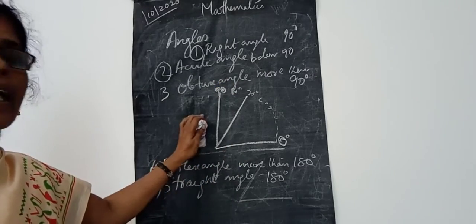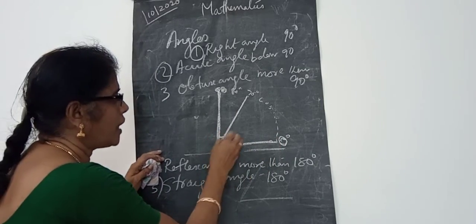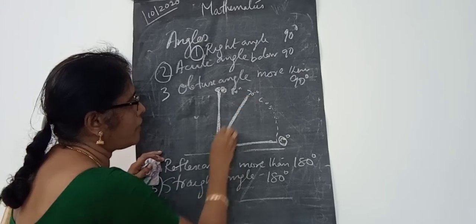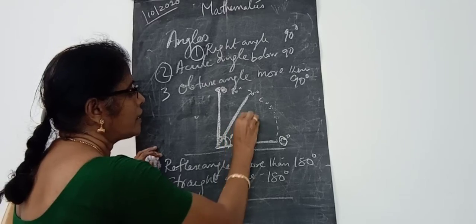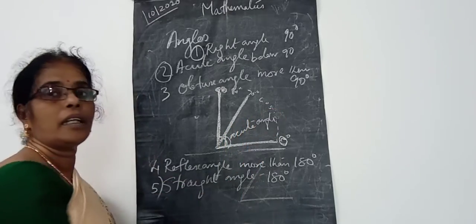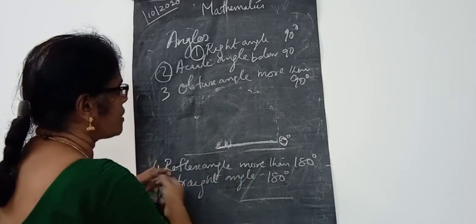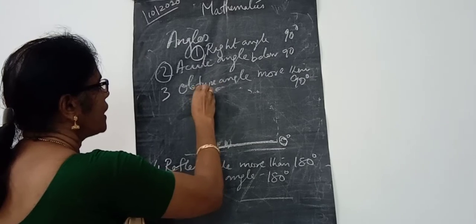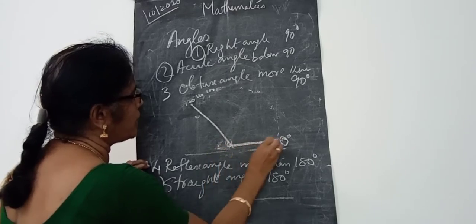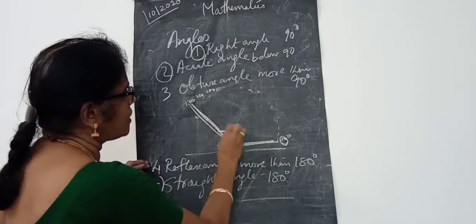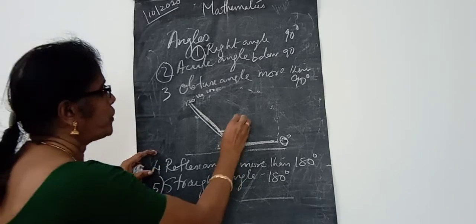So this one is the 90 degree angle, that is the right angle. And below 90 degrees, this one is the 70 degree angle. That 70 degree angle is below 90 degrees, that is an acute angle. And more than 90 degrees means here 100, 110, 120 and so on. This 120 is more than 90 degrees, so that is an obtuse angle.